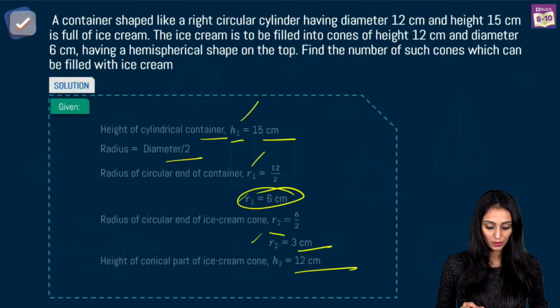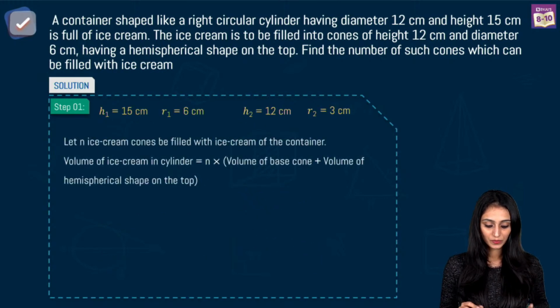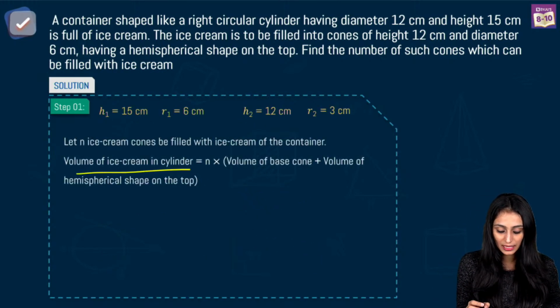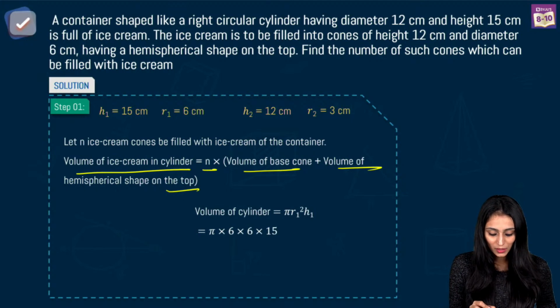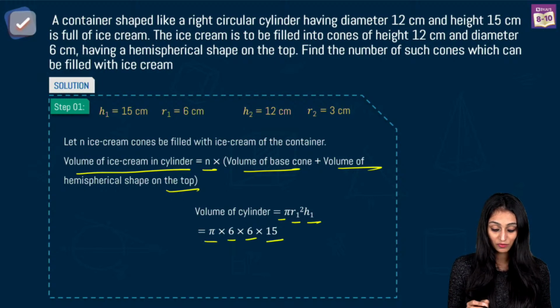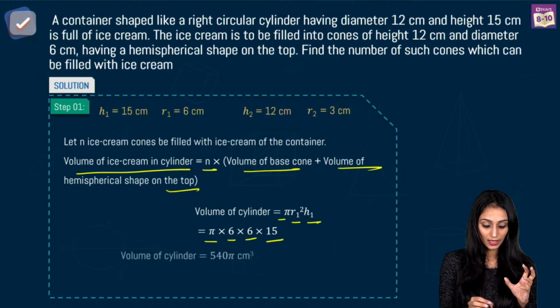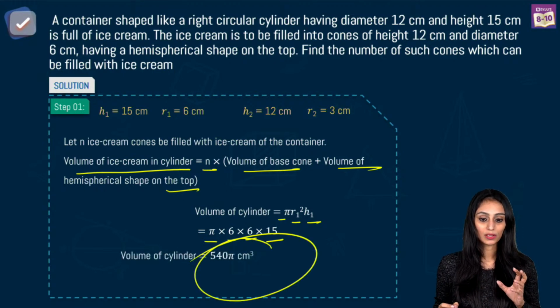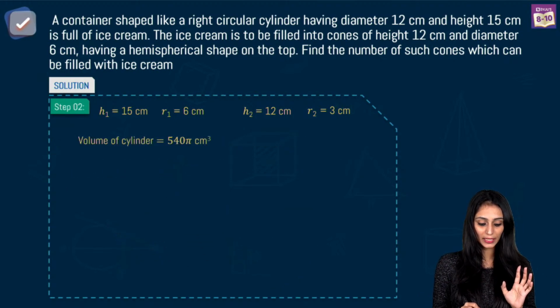So these are the radius and the heights for both of them. We will use them, and I can say the volume of ice cream in the cylinder would be equal to n times the volume of the base of the cone plus the volume of the hemispherical top. Volume of cylinder would be pi r1 square h1, pi times 6 square into 15. See, I have not put pi here, I'm using it as it is. That's 540 pi centimeter cube. This is the way to do it, and you should do it this way only. It will save your time.